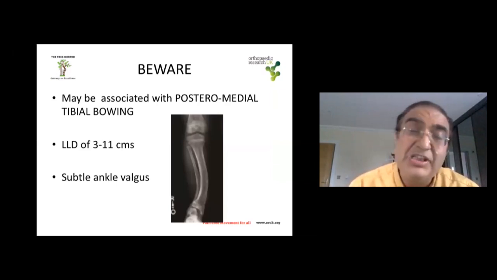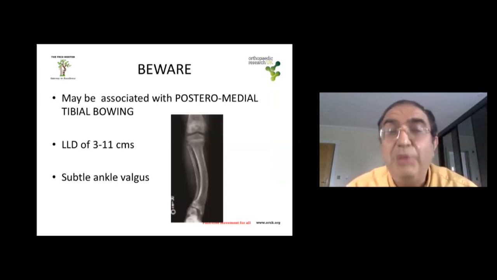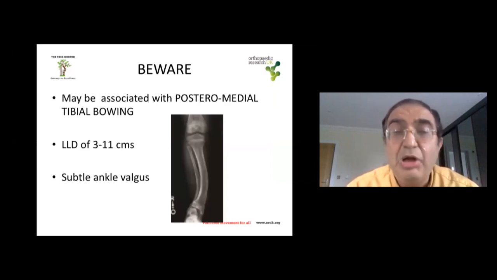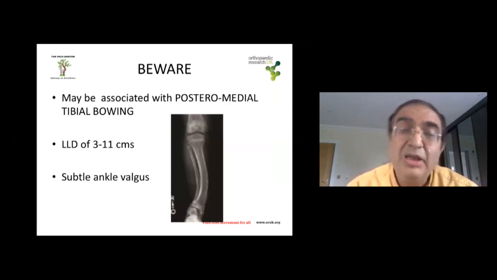So if there's a calcaneovalgus with posterior medial bowing of the tibia, the children have to be followed on till maturity, because if the posterior medial bowing doesn't resolve on its own, they will have a limb length difference of up to 3 to 11 centimeters. So beware calcaneovalgus foot with posterior medial bowing of the tibia.